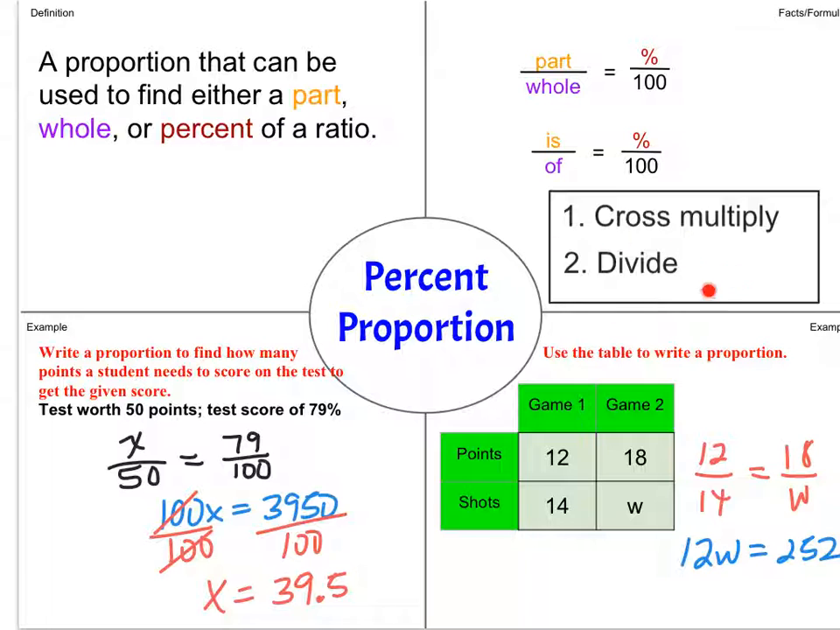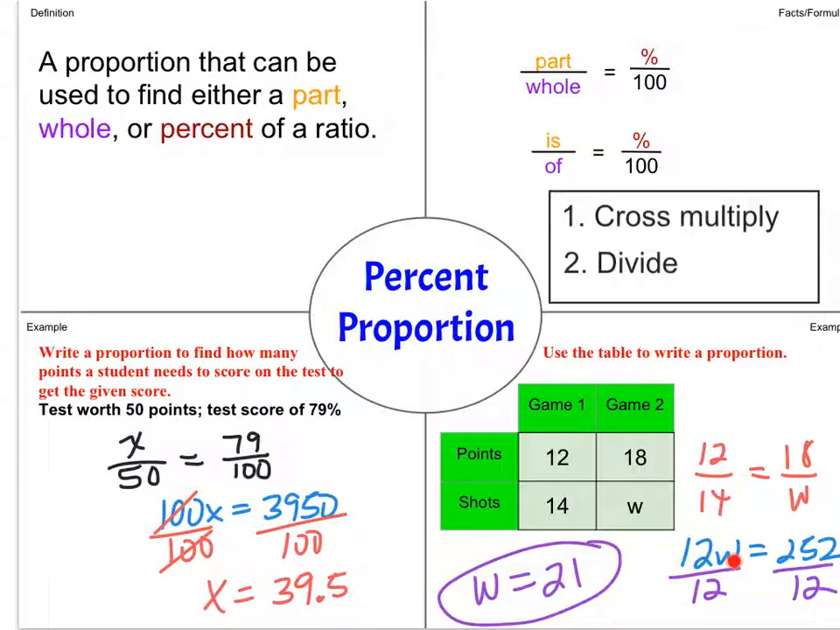And step number two is divide. So I'm going to divide both sides by 12, and the 12s will cancel each other out, so I'm left simply with W, and 252 divided by 12, as you can see, equals 21.